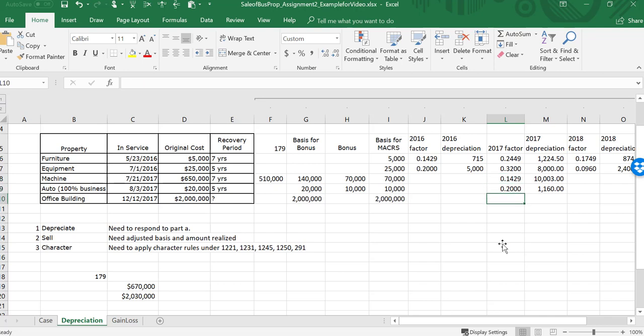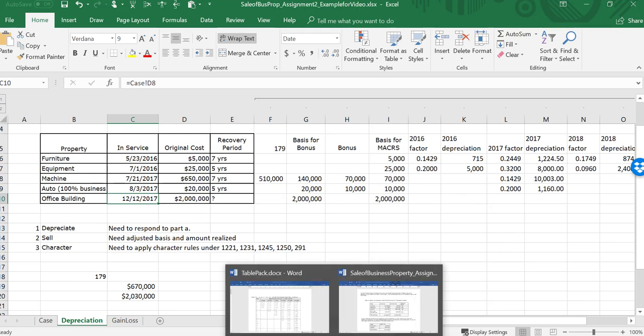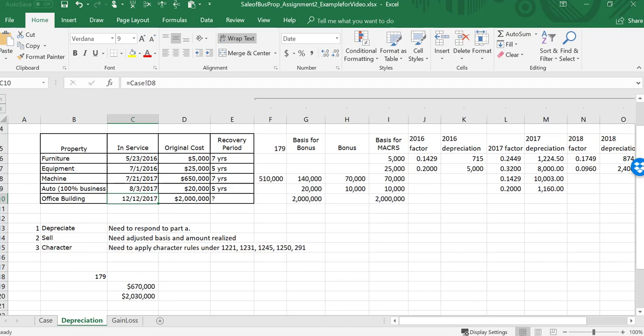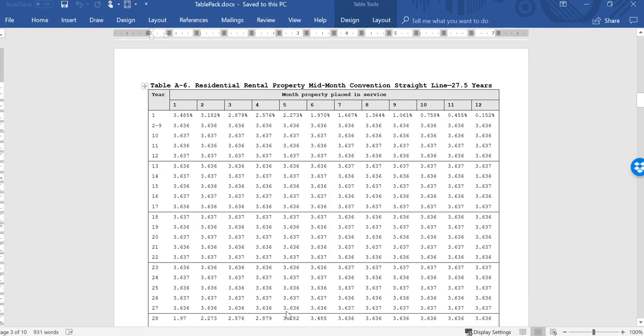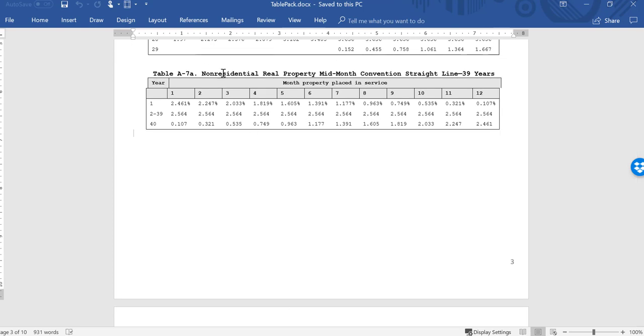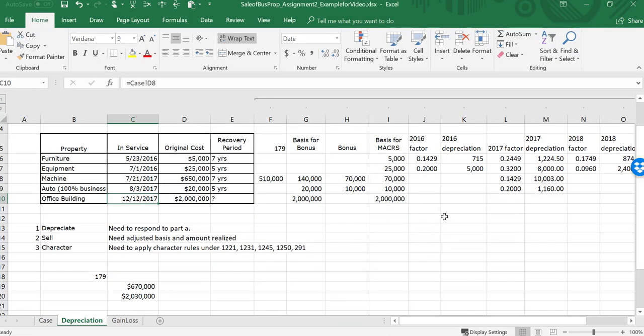Let's deal with our building. So our building was placed in service in December, so we need to go find the right table. It's an office building that's non-residential, so let's go find the non-residential table. That's the residential table. Here it is, the non-residential real property table for items placed in service in December. And you can see that the depreciation factor is 0.107%. Okay, let's go back and put in our depreciation factor.